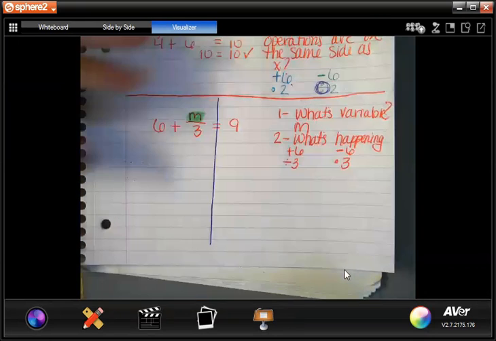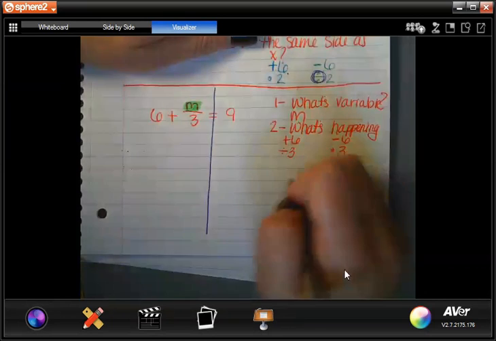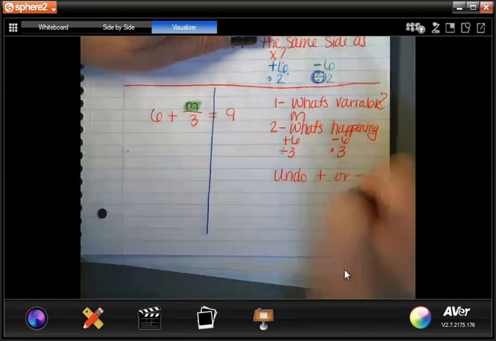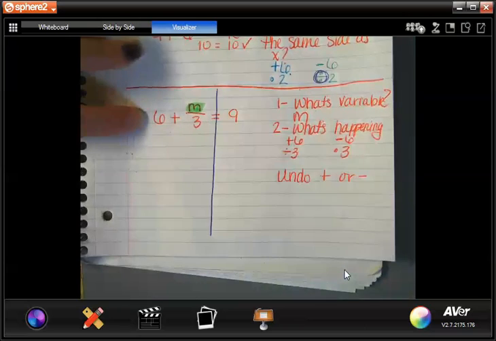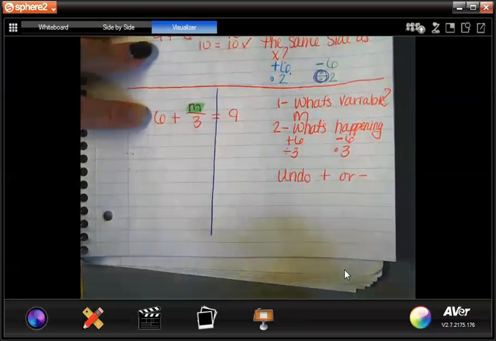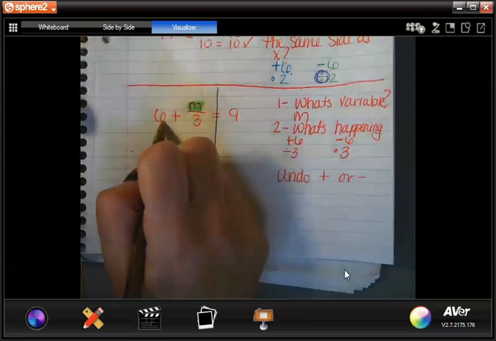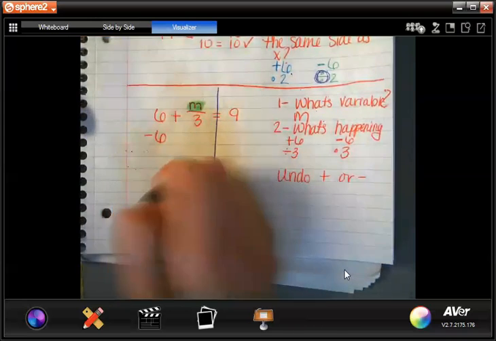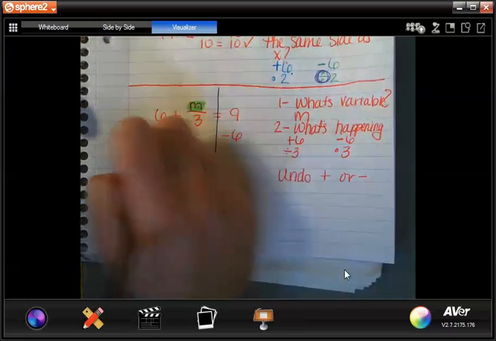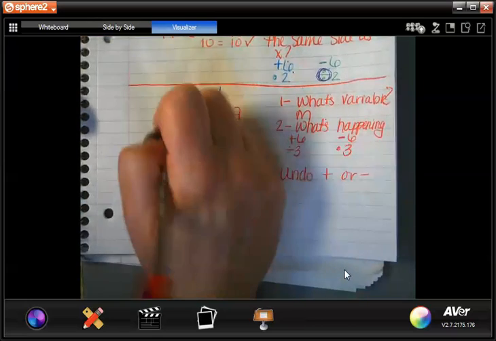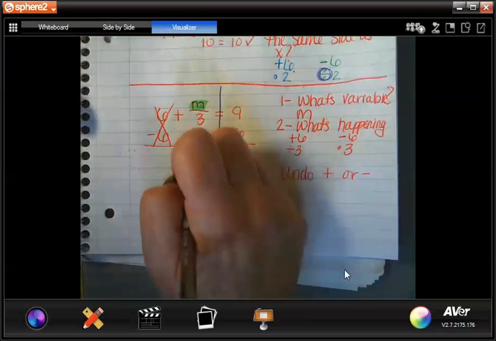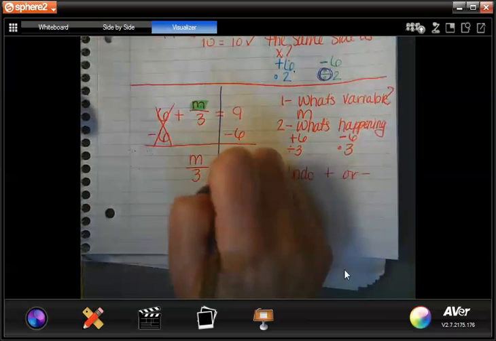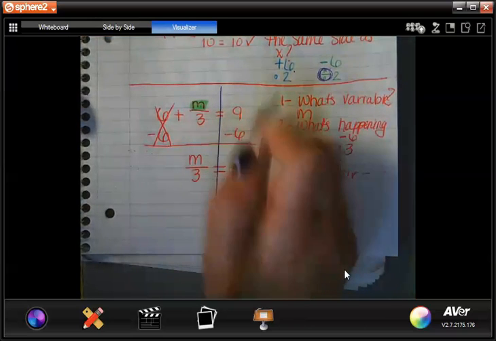The first thing we're going to do is always undo the addition or subtraction. So we've got to get rid of this 6. To cancel this 6 out, it's positive, so we're going to subtract 6 from both sides. Those cancel out, leaving me with m divided by 3. Over here, 9 minus 6 is 3.